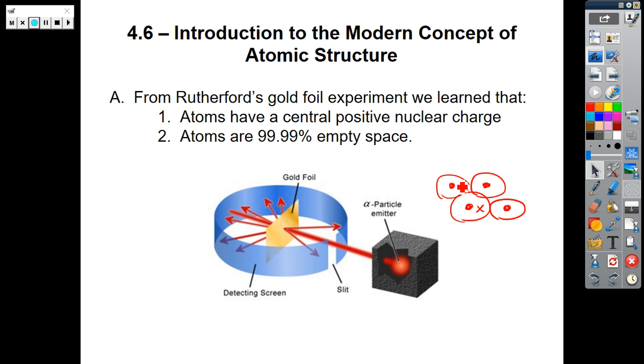But if you hit the nucleus when that radiation was going through, then the radiation might actually bounce back. So this was just a model of the atom that said, hey, atoms are mostly empty space because it goes through most of the time. And it only bounces back when it actually hits the center of the atom where all of the weight of the atom is.